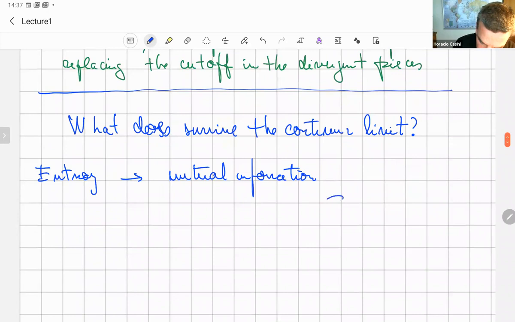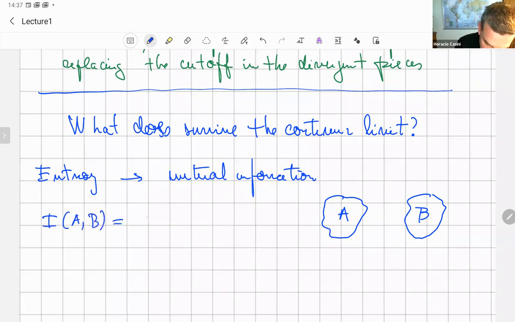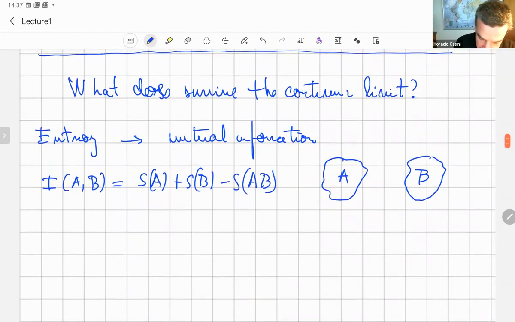I think you have already encountered this mutual information in the lectures last week. We have two regions now, and we construct this I(A,B) as S, the entropy of A, plus the entropy of B, minus the entropy of AB, the union of the two. When I write AB, it's just the union. It is evident that the divergent pieces here that are local on the boundary will be in both the entropy of A and in the entropy of AB because it's local. And because it's extensive, it's a sum over the boundary, it will exactly cancel between these two. So this is finite. And one can argue also that it's well-defined independent of the cutoff.